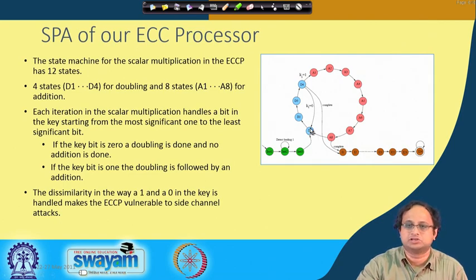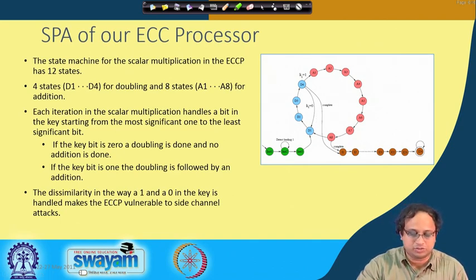If your key bit is 0, then you just do the doubling operation, which is shown by the blue circles. That means you pass through 4 clock cycles, and then you get out of this point and come back to this state. So you go D1, D2, D3, D4, and then get back to D1. On the other hand, if your key bit is 1, then you go through the doubling states, then you go through 8 distinct states in addition in our state machine, and then you go back to D1. So in this particular cycle, as you can see, there is a dependence in how you are migrating through the finite state machine depending upon your scalar bit.